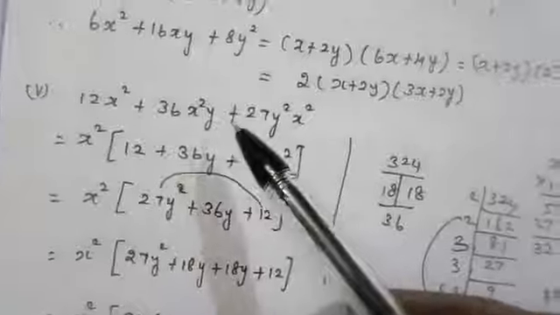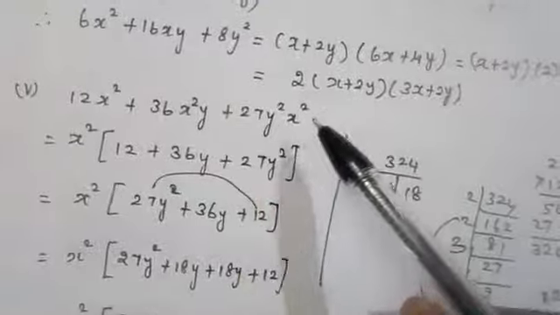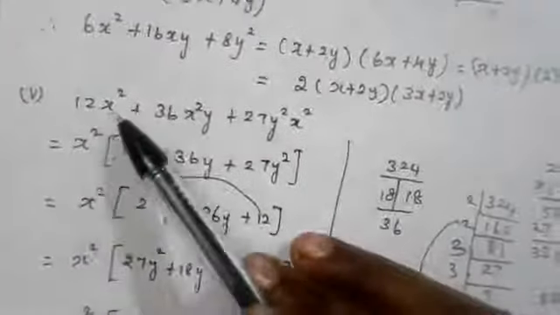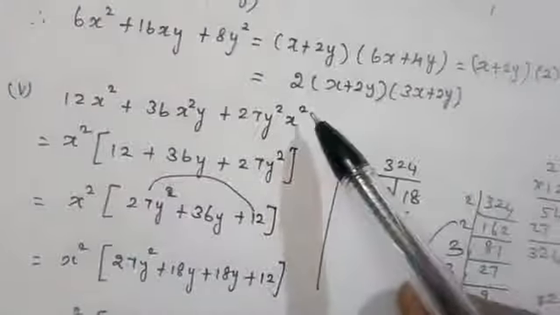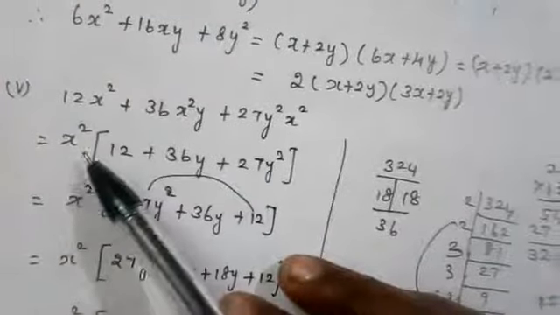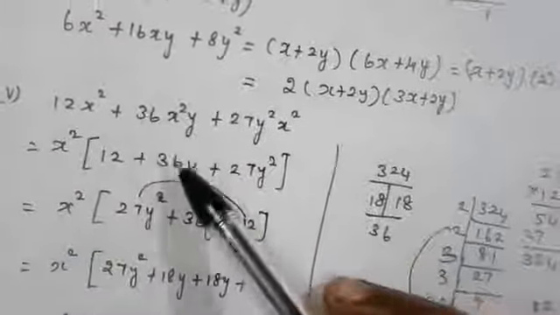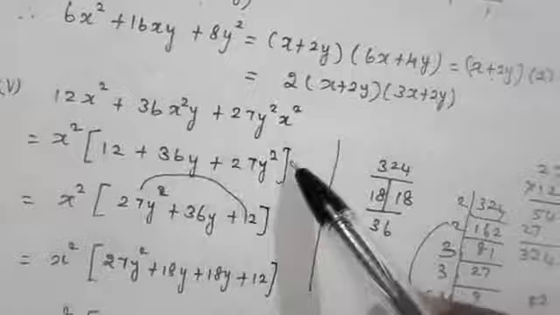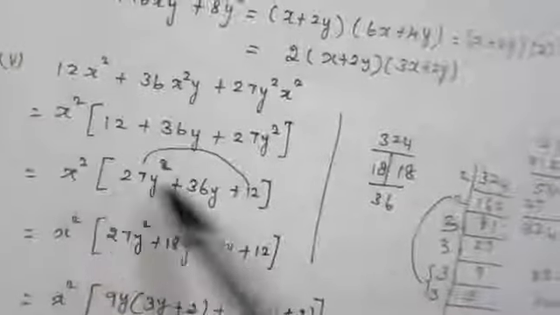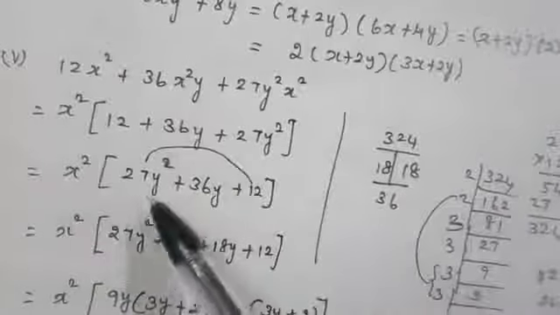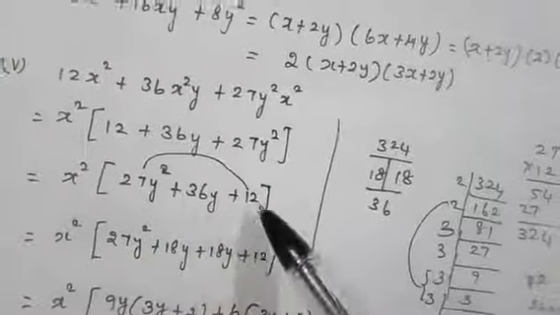Next, fifth problem, 12x square plus 36x square y plus 27y square x square. Now you consider these three terms, x square is common. So that x square taken outside. So 12 plus 36y plus 27y square. So the x square is there. First you have to write in standard form, 27y square plus 36y plus 12.